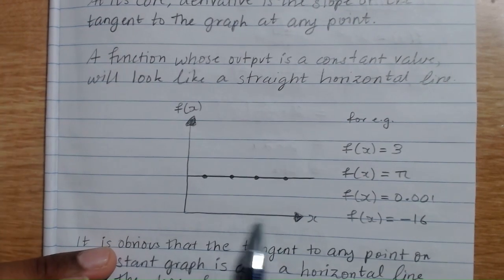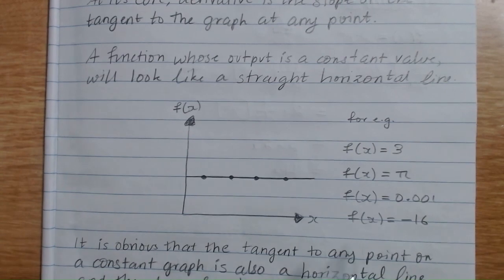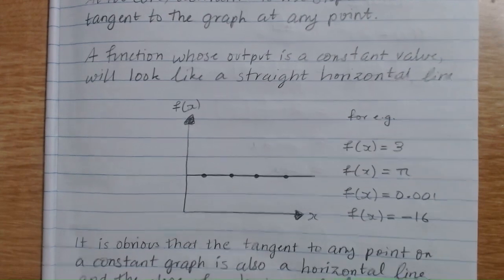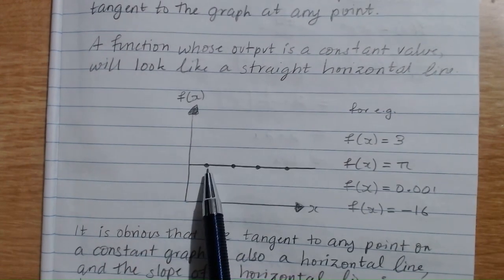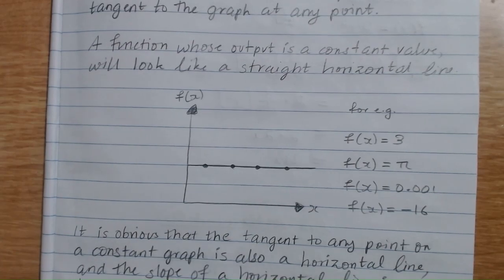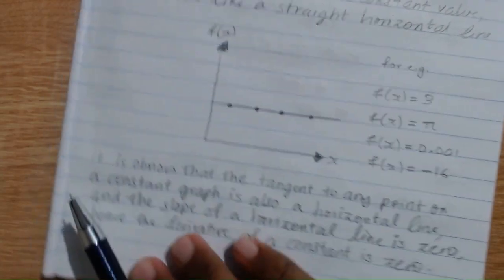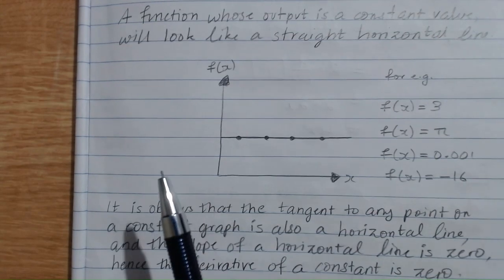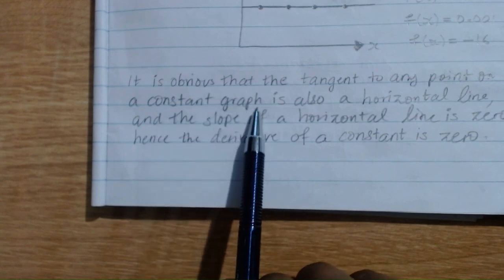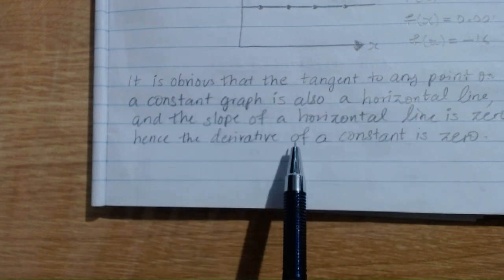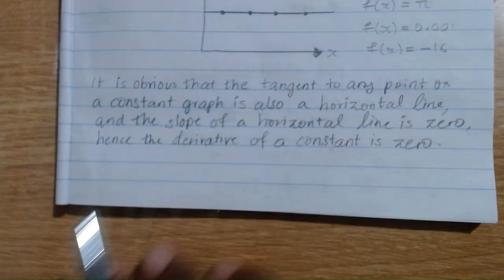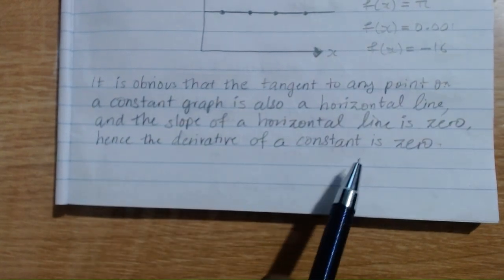Well, for any x, it's going to have the same y value. That's what this constant function is telling us. So it's going to be a horizontal line, right? Now, for a horizontal line, if we take any arbitrary point, what is the slope of the tangent line at that point to the graph? Well, it's going to be another horizontal line, right? It's obvious that the tangent to any point on a constant graph is also a horizontal line. And the slope of a horizontal line is 0. Hence, the derivative of a constant is 0.